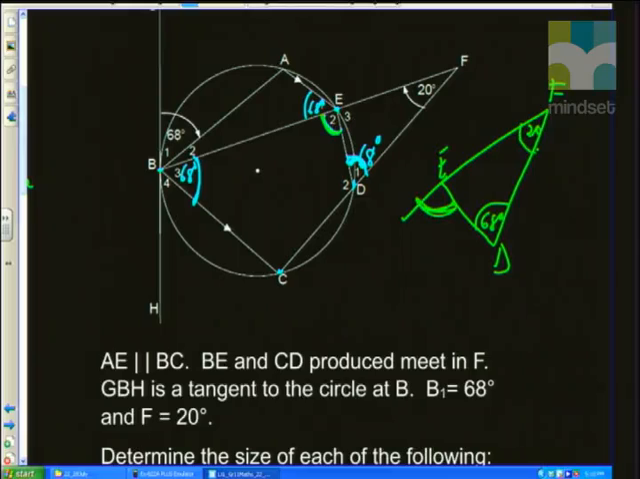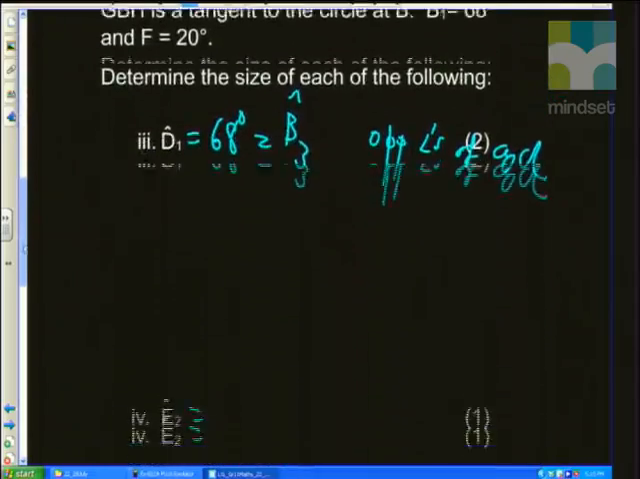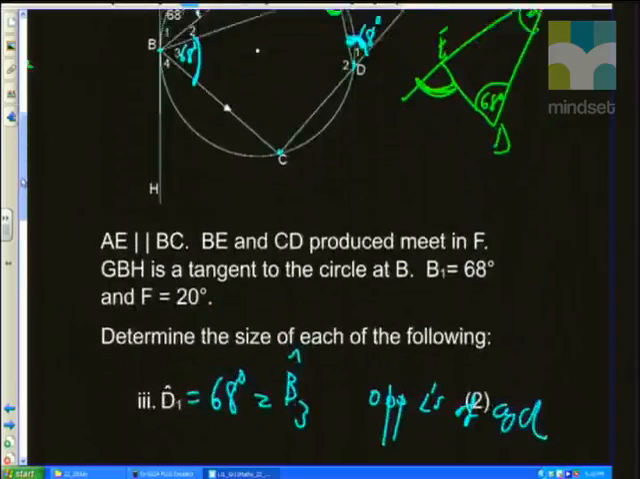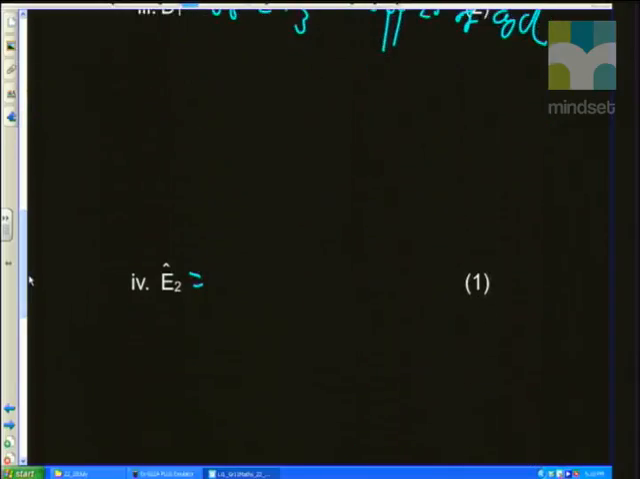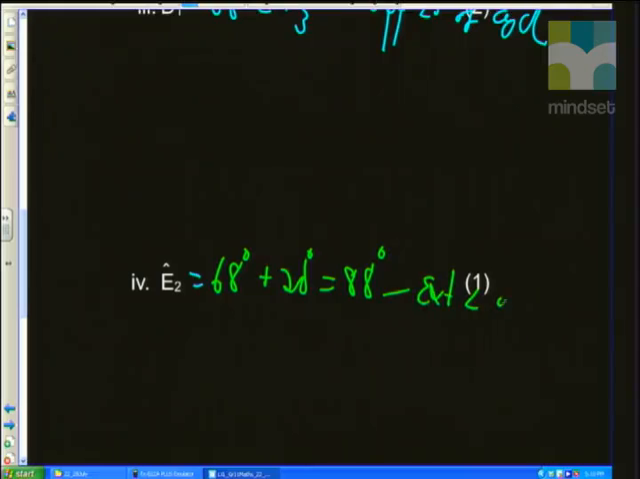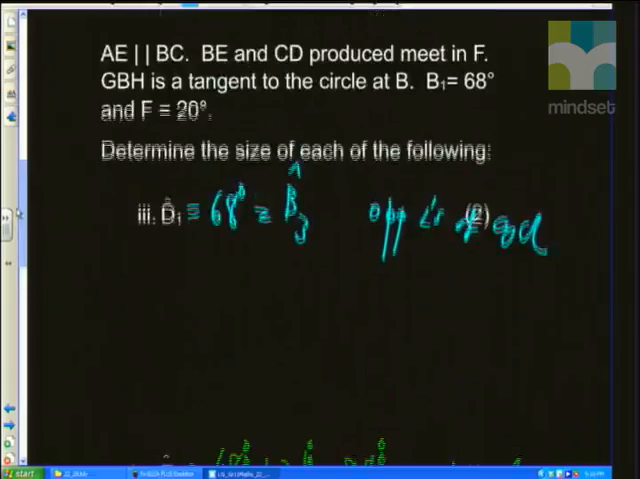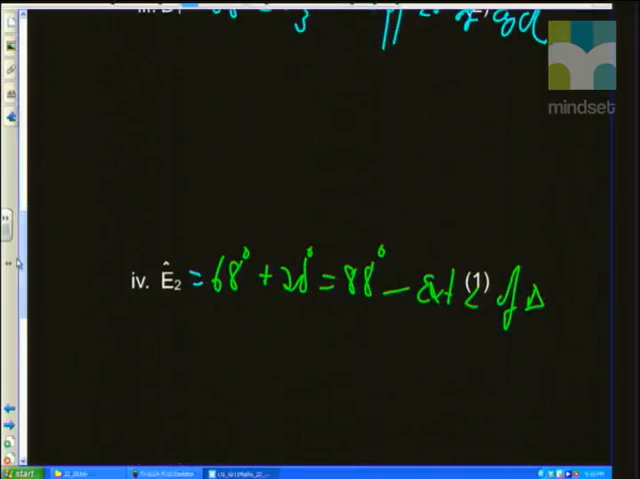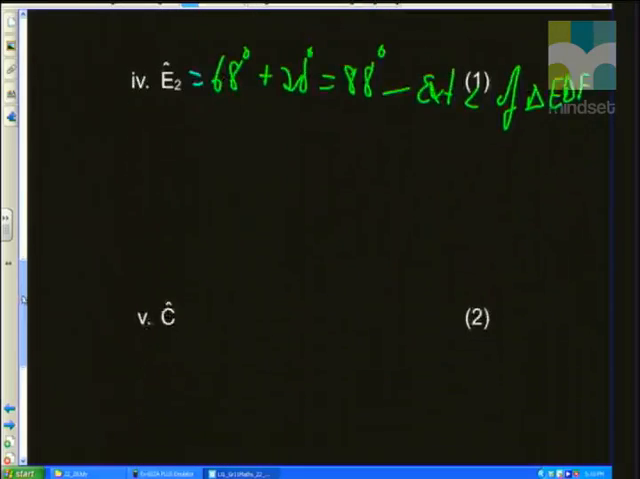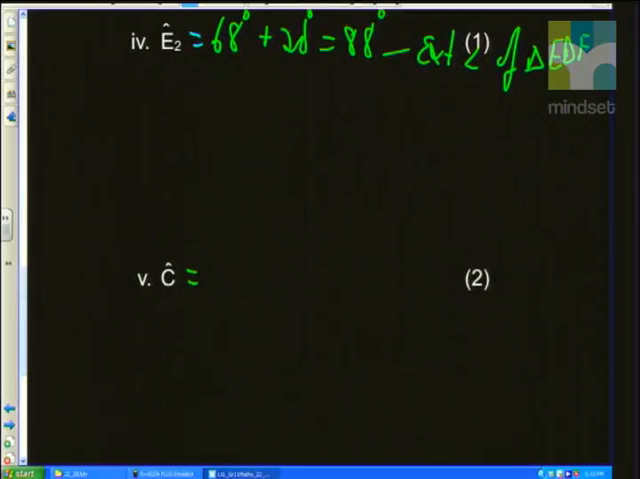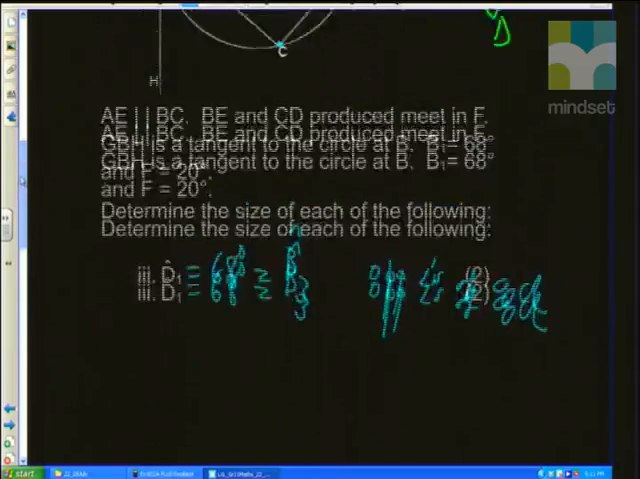Now in grade 8, you talked of the exterior angle of a triangle. So in other words, we conclude by saying E2 equals 68 plus 20, which gives us 88. And our reason is exterior angle of a triangle. And our triangle in this case is EDF. Triangle EDF. Right? So now, next, we need to find C.